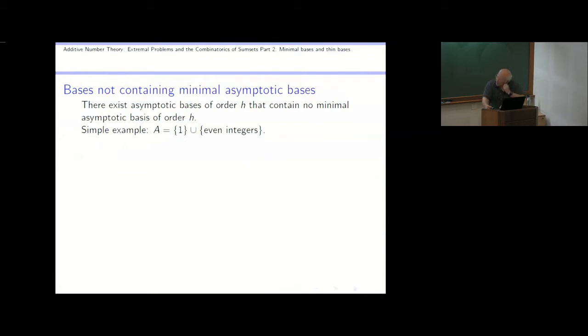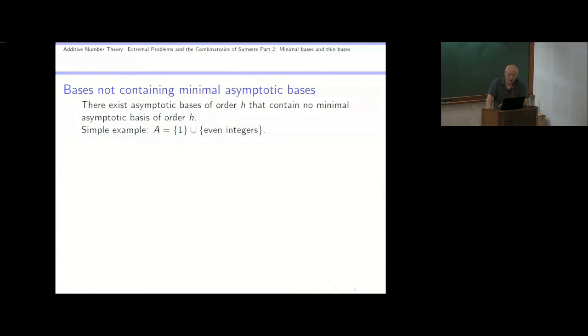But if you're talking about a minimal basis, it's natural to ask, if you have a basis, does it always contain a minimal basis? And there's one sort of trivial example for which that's not possible. If you just take the number 1 together with the even integers. So this is a basis of order 2, because every odd number is 1 plus an even number, and every even number is a sum of 2 even numbers. At least every even number starting, well, even 2 actually is 1 plus 1 here. So this is a basis, but it doesn't contain a minimal basis.